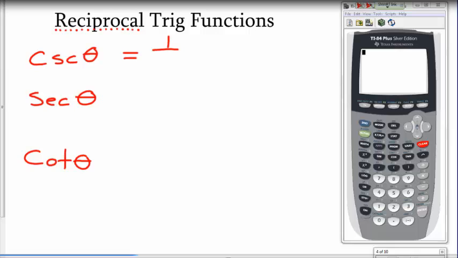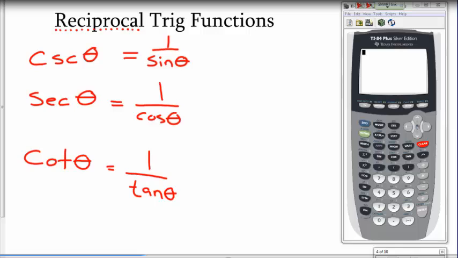The cosecant of theta is equal to the reciprocal of the sine function, in other words, 1 over sine theta. The secant of theta is equal to the reciprocal of the cosine function, or 1 over cosine theta, and the cotangent of theta is equal to the reciprocal of the tangent function, or 1 over tangent theta.